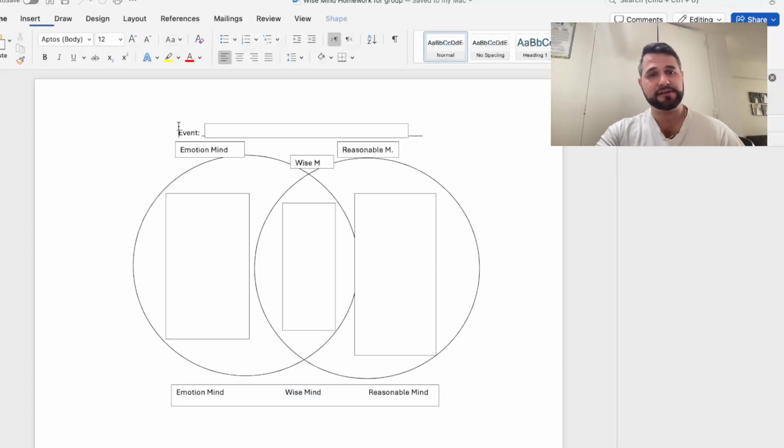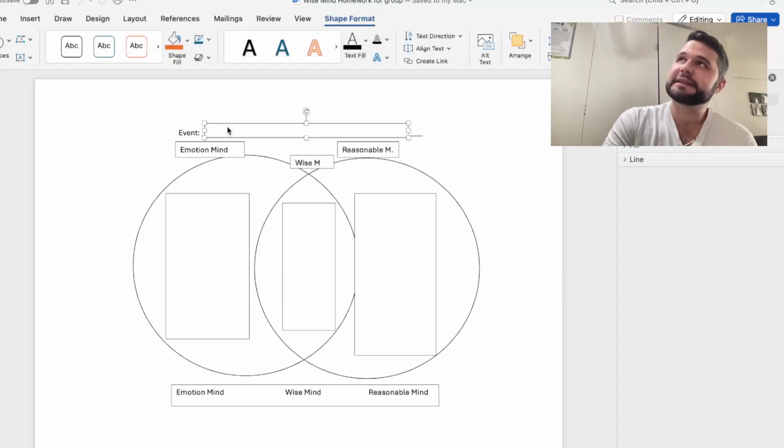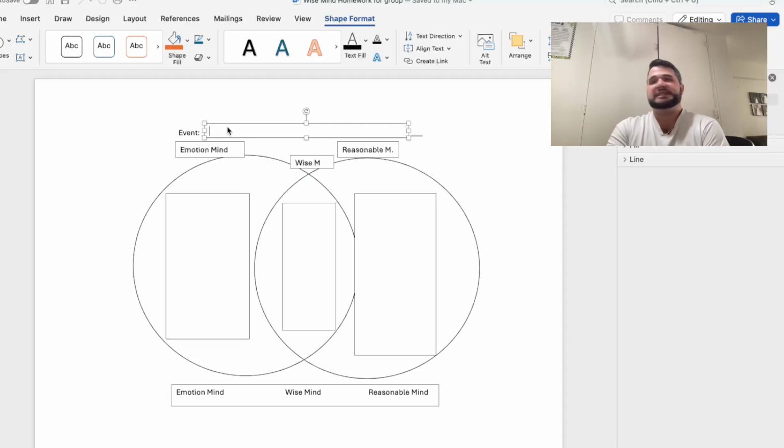So we've got to start right here. Here's step one. We've got to write out an event. I'm going to think of an event that was emotionally charged, where I may or may not have used wise mind. But it has to be an emotionally charged event where emotion mind is pulling us in, getting us to lose our cool, act impulsively, and do things that are not good. Okay, so let's see.